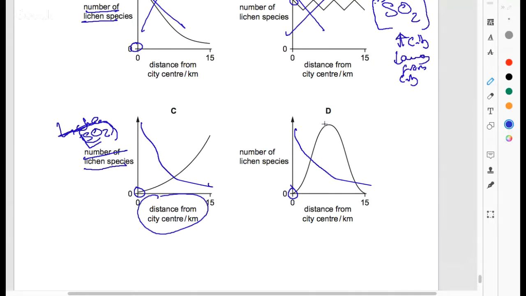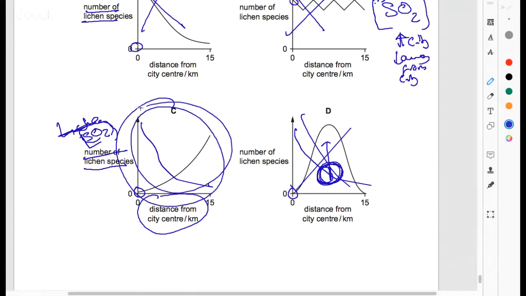And here we have them increasing and then decreasing. This would be if there's an optimal concentration of sulfur dioxide for lichen. So say here is an optimal concentration, then you'd have an increase in lichen species, and then they stop getting enough sulfur dioxide. So this is going to be a toxic level, this would be more, and as they decrease, they don't have enough and they die. This is not what happens. What really happens is the less sulfur dioxide there is, the better the lichen species do. So C is the correct answer.